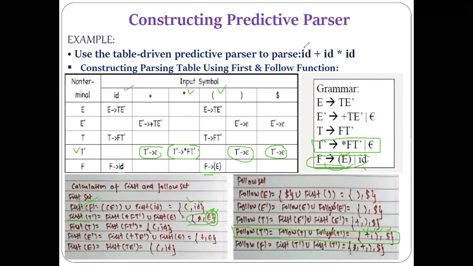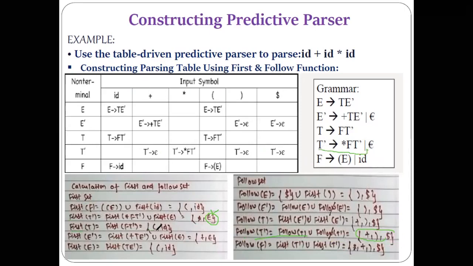So you have to keep in mind that when in the first of some non-terminal there is an epsilon, like in the first of T dash, then to make the entry in the parsing table, you have to see the follow of T dash, and whatever the follow of T dash is, under that you have to make the entry of T dash deriving the epsilon. Next, first of T.